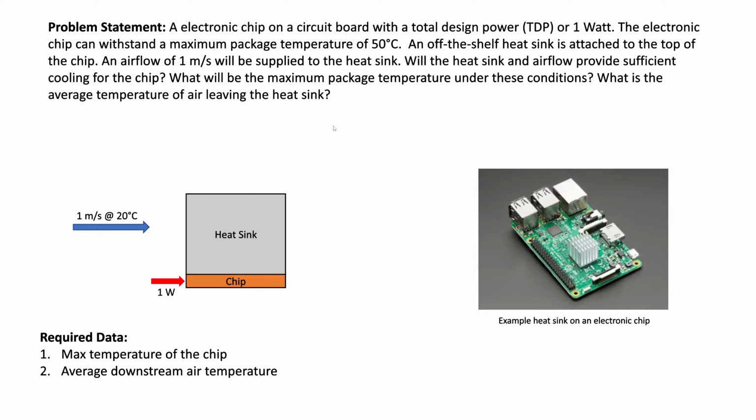These questions kind of mimic what you'd see in an engineering environment, things that you may want to solve for when you're looking at a design like this. So the questions are: will the heatsink and the airflow provide sufficient cooling for the chip? What will the maximum package temperature of the electronic chip be under these conditions? And what will the downstream, or the average, temperature of the air leaving the heatsink be? So without further ado, let's hop over into Workbench and we'll get this problem set up.